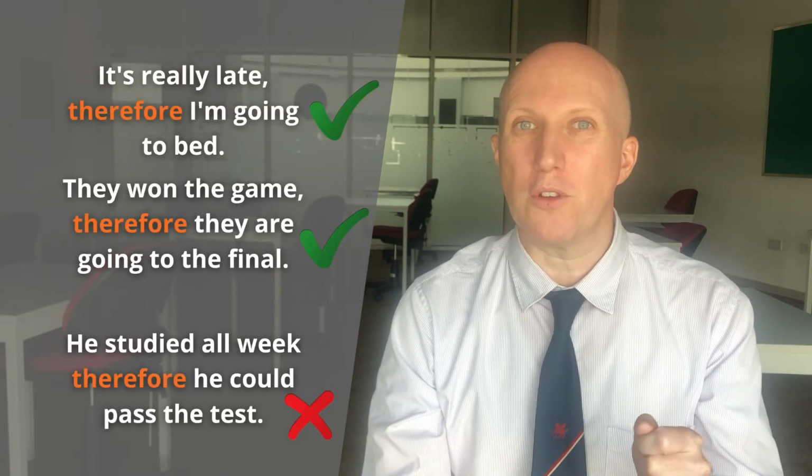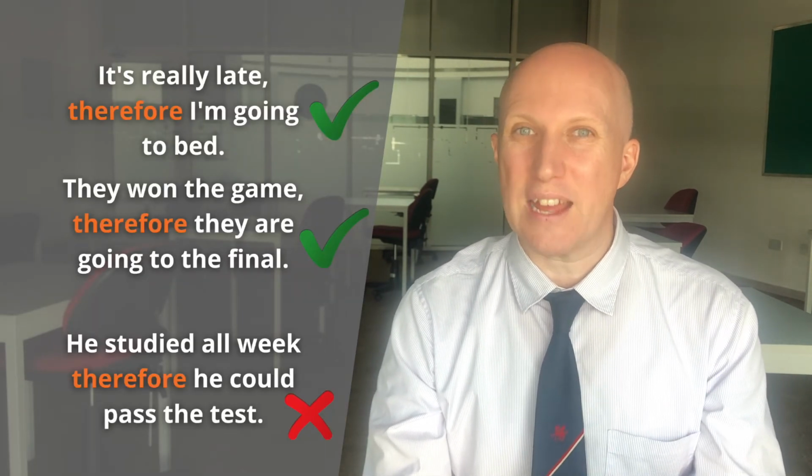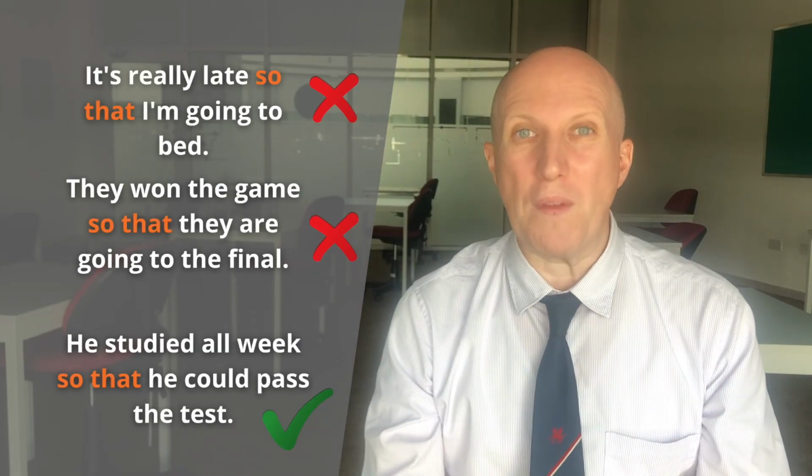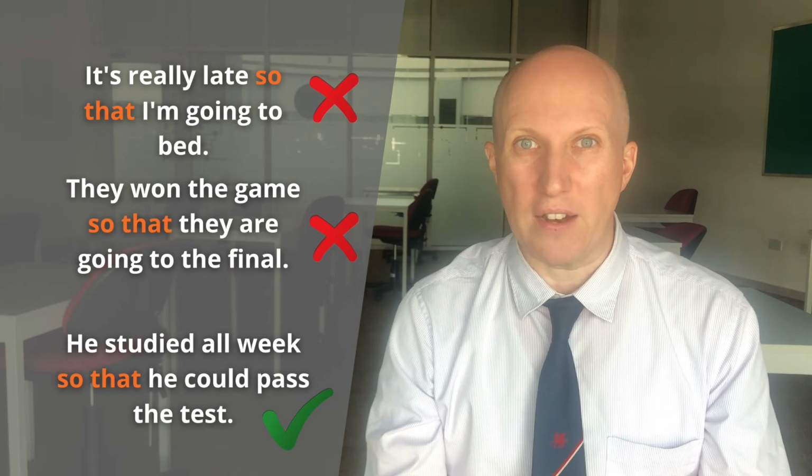Well, in the first two examples, you can replace the word so with therefore and get the same meaning. That means you need to use a comma. However, if you try to put so that in the sentence, it doesn't really work. For example, it's really late, so that I'm going to bed. Or they won the game, so that they are going to the final. When we use so that in a sentence, the second clause becomes a subordinating conjunction. This simply means that the second clause in the sentence needs the first clause for it to make sense and for it to be a complete sentence.